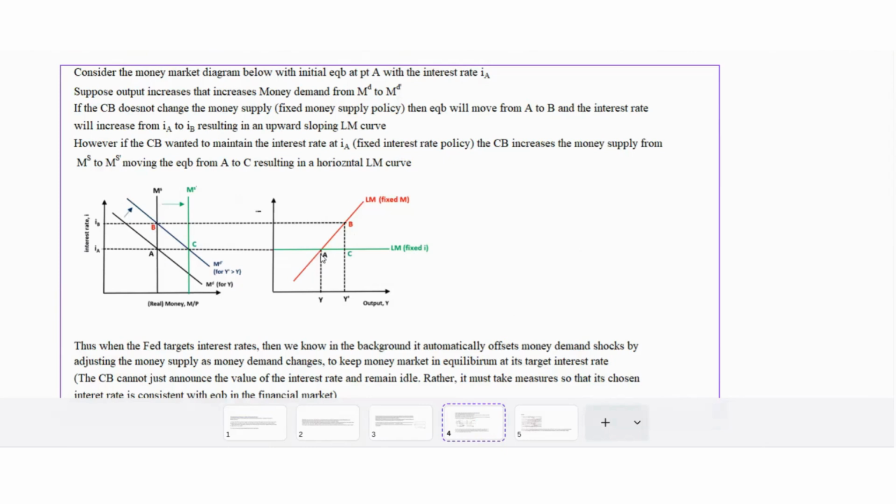Right, so now we initially had this point IA, Y, now we have a new point IB, Y prime. So we get this upward sloping LM curve under a fixed money supply policy. Because you start at A, income increases, money demand increases. You keep the money supply fixed. So as a result, to maintain money market equilibrium, interest rate increases. So we move from A to B. So we have this initial point A, we have a new point B with a higher income as well as a higher interest rate.